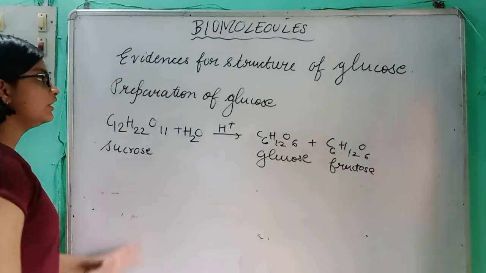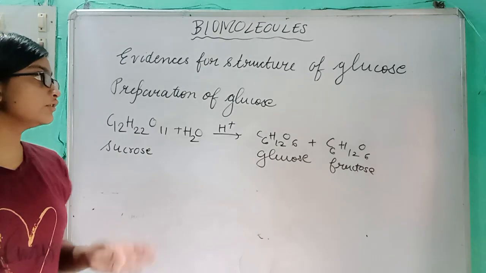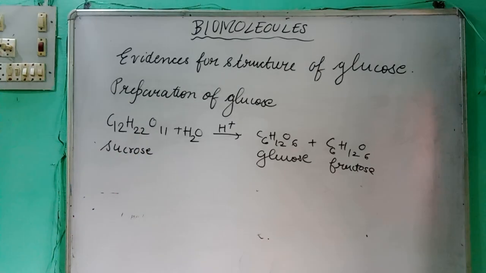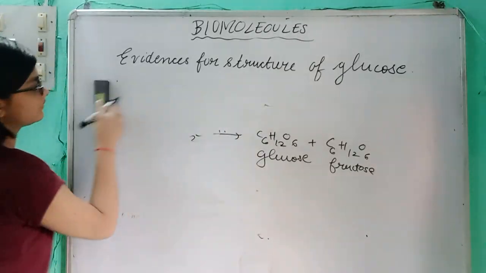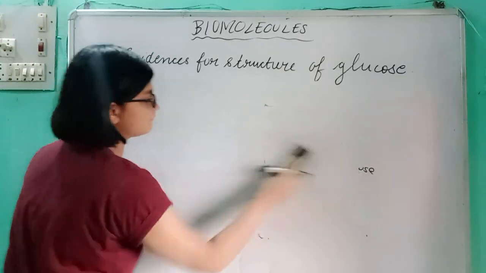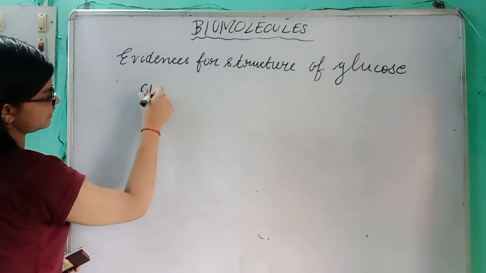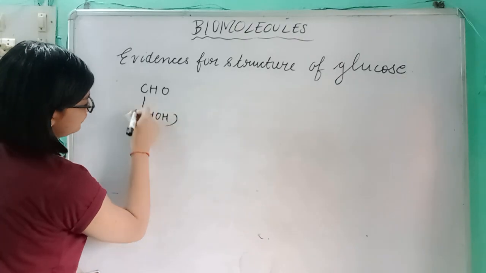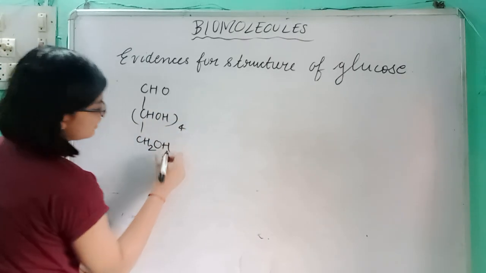Now, let's move on to the evidence of structure of glucose. But before that, let us first see the structure of glucose. So, the structure of glucose is like this: CHO, CHOH whole 4, CH2OH. So, what all we have to prove?